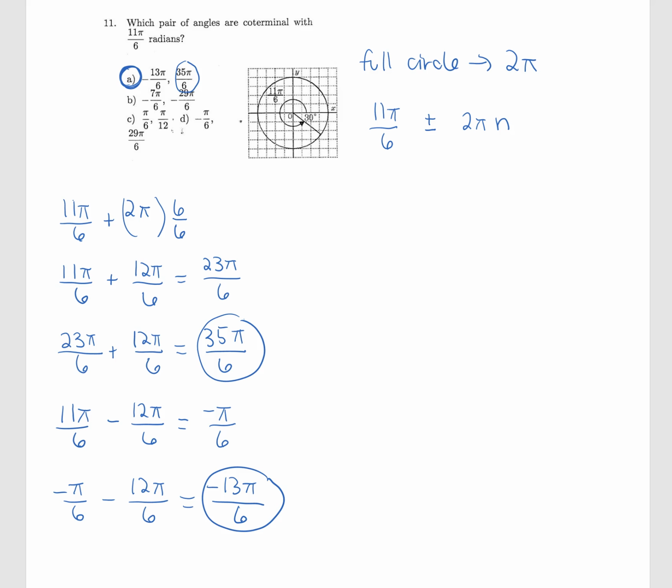We can also check these other options and make sure they're not correct. In this case, negative pi over 6 is another correct answer that we found, but negative 29 pi over 6 is not one of the ones we found, and we've gone past this angle in our addition of 2 pi's, so we know that it's not a correct answer. All the other ones fall within this range of 35 pi over 6 and negative 13 pi over 6, so we know that they're not correct answers either, and we can be confident that A is the correct answer.